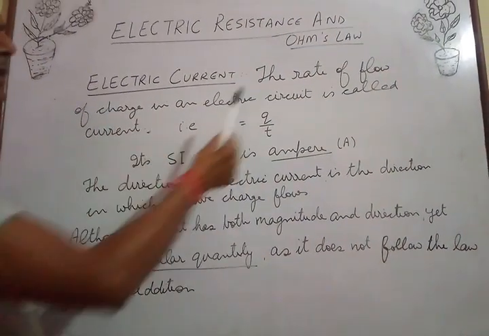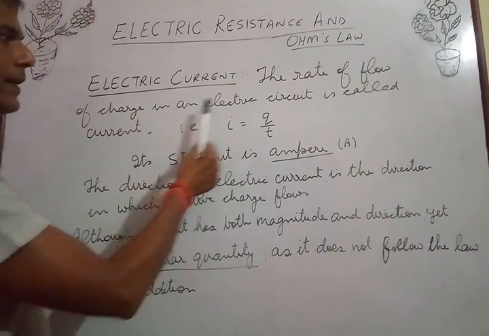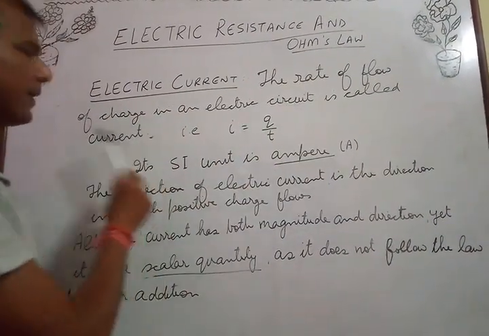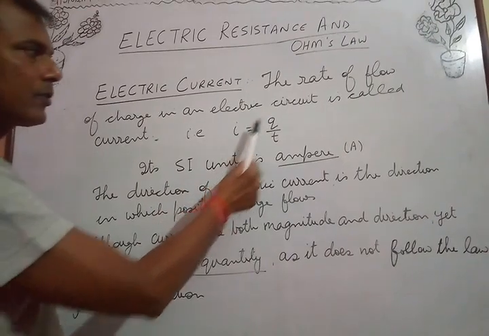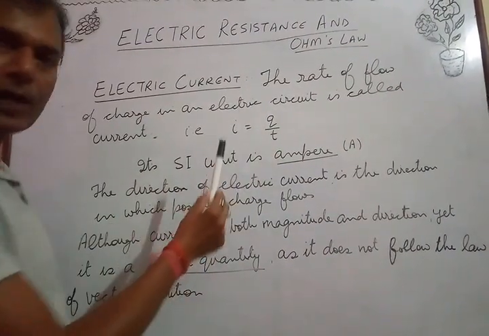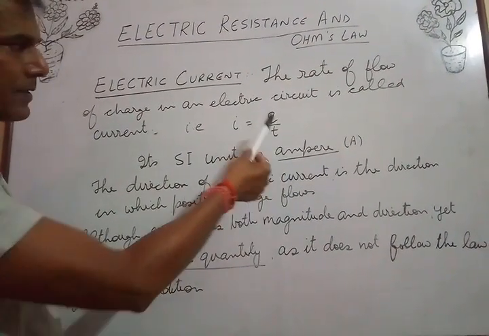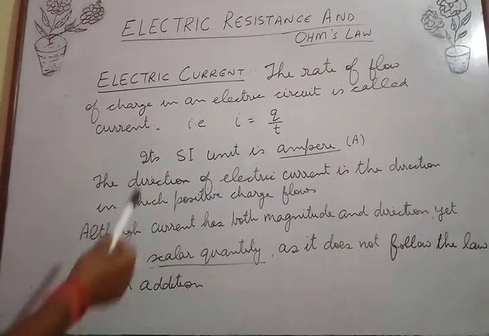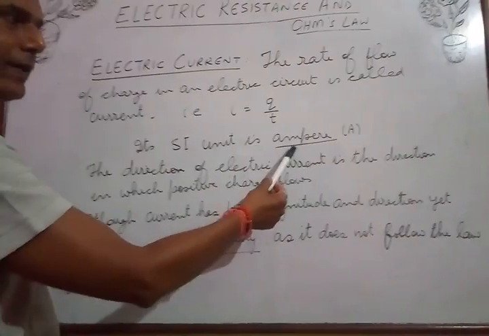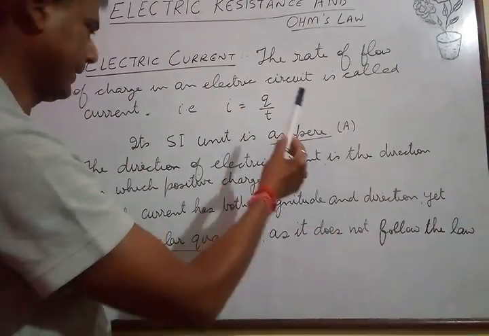What is electric current? The rate of flow of charge in an electric circuit is called current. That is, I is equal to Q by T, where Q is charge and T is the time in which the charge Q flows. The SI unit of current is ampere. It is denoted by the symbol A.